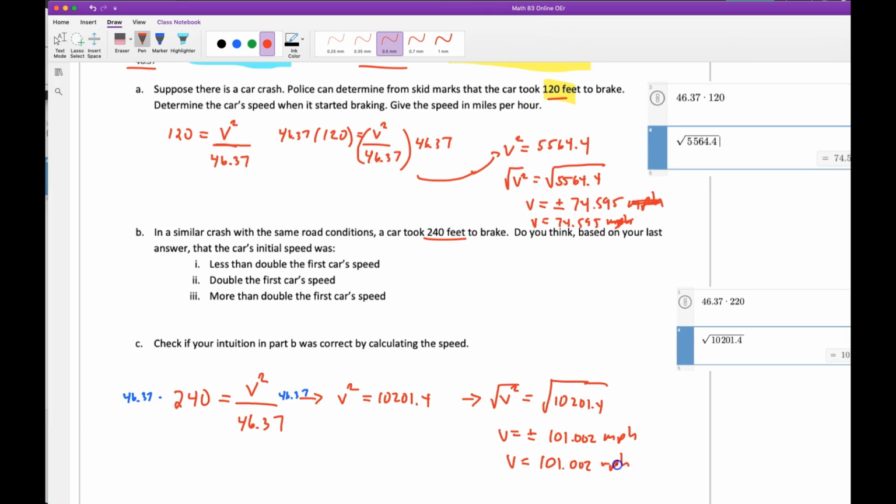And you can see it's not miles per hour, it's feet per second. You only keep the positive part.